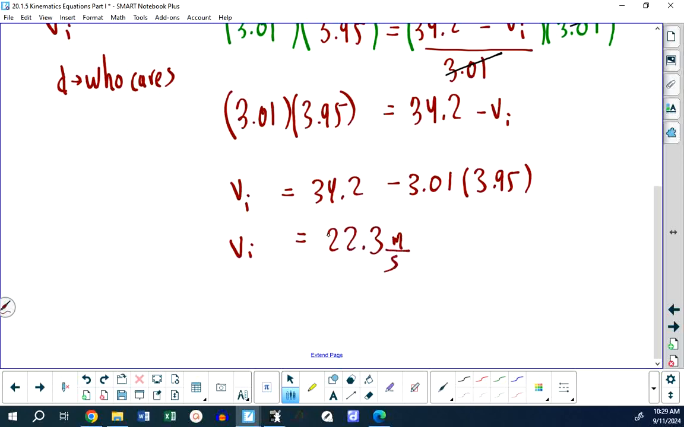And that's our answer. Now, any questions with that? Okay. Here's where you need to arrive at. And some of you may be here right now. You may be capable of this.